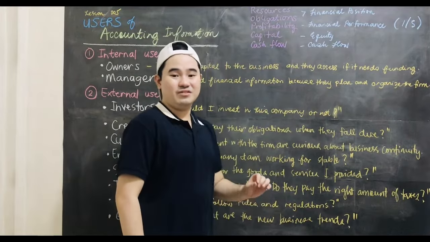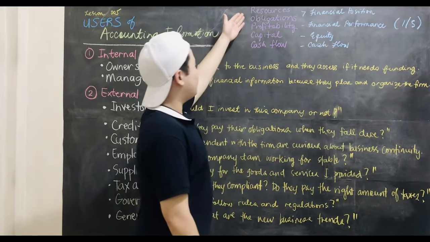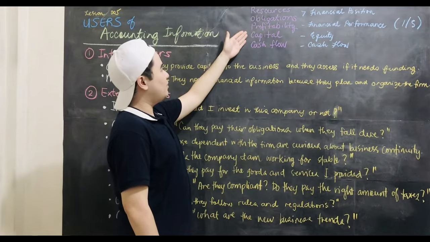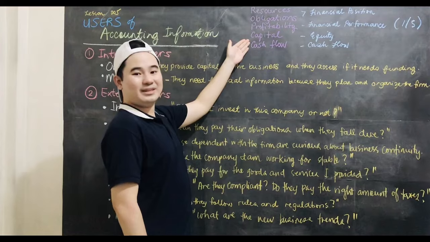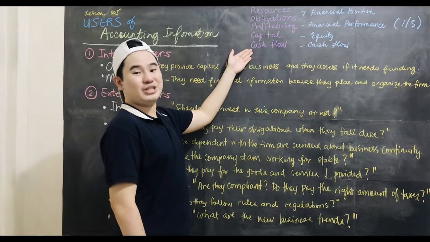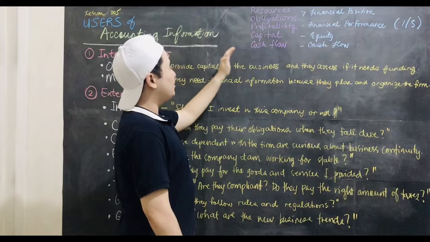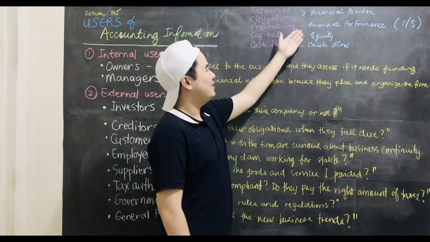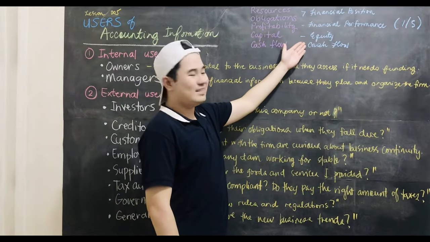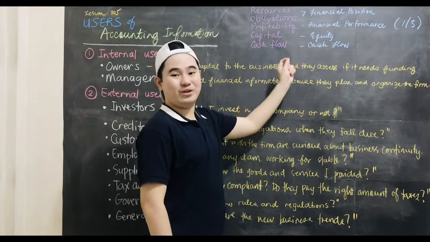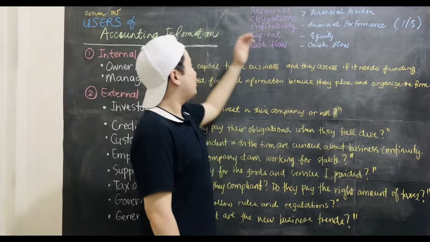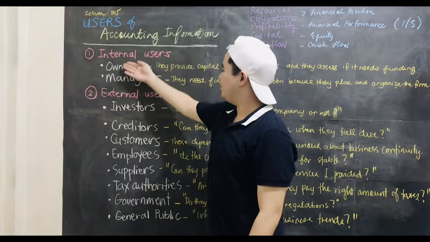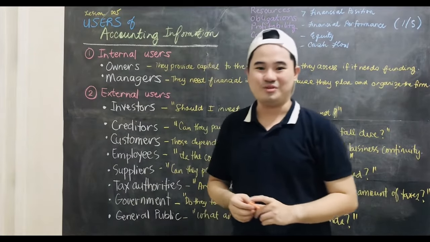Now, accounting information can either be about the company's resources, the company's obligations, the profitability of the company's capital, and cash inflows and cash outflows. Now, this information can be seen in these financial statements: the statement of financial position, the income statement, the statement of changes in equity, and the statement of cash flows. So this information is very relevant to the internal and external users of accounting information.